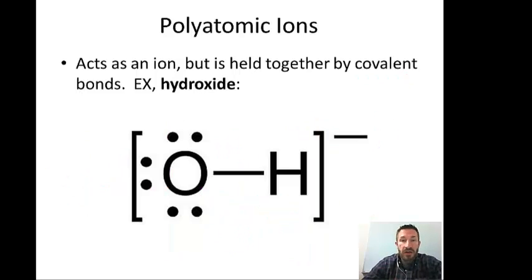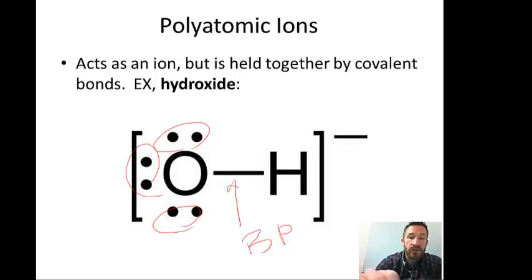Let's look at a couple other polyatomic ions. Hopefully you recognize this as hydroxide. Hydroxide is OH-. In a hydroxide, an oxygen and a hydrogen atom bond together. So here we have one bonding pair of electrons, and here we have 1, 2, 3 lone pairs. Notice we're following the same rules you learned with bonding. We have 2, 4, 6, 8 electrons around oxygen.